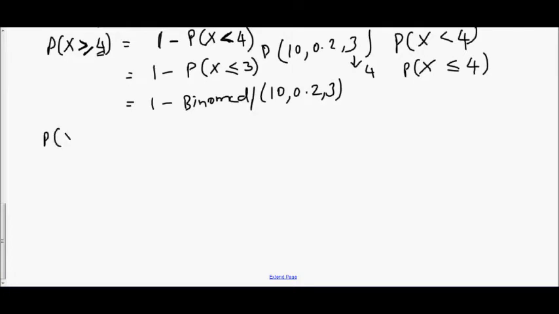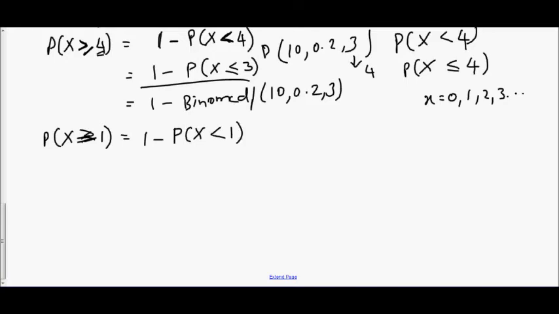What if you want x greater than or equal to 1? We know that x starts from 0, 1, 2, 3, right? We just gave this formula a little while back. This would be 1 minus P of x less than 1, not equal to 1. So the value of x less than 1 would be just 0. Instead of doing less than or equal to 0, I need to put it equal to 0, because there are no values less than 0 for this distribution.